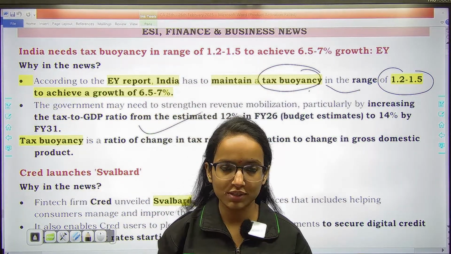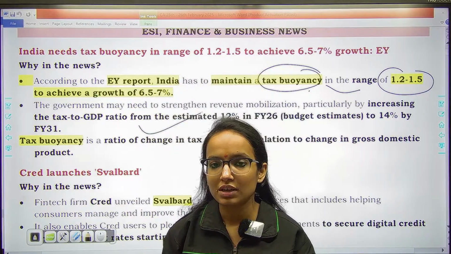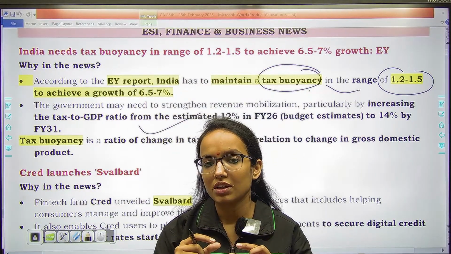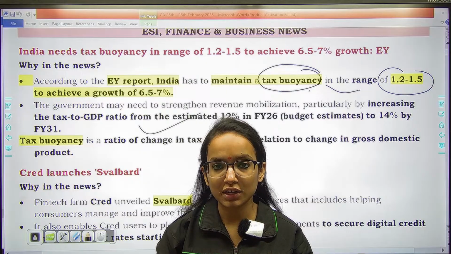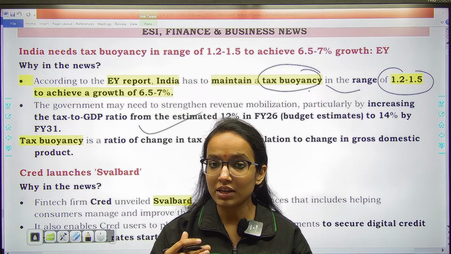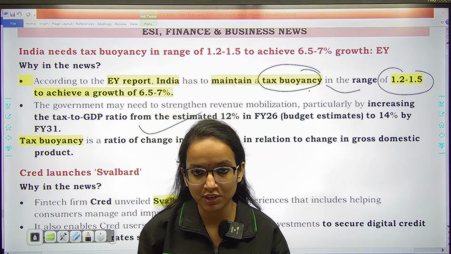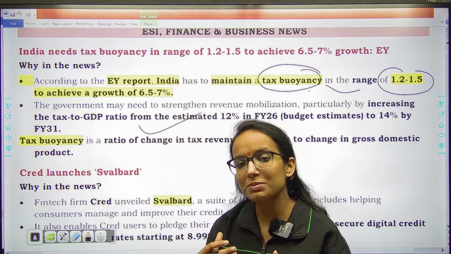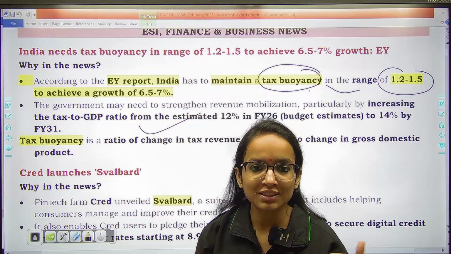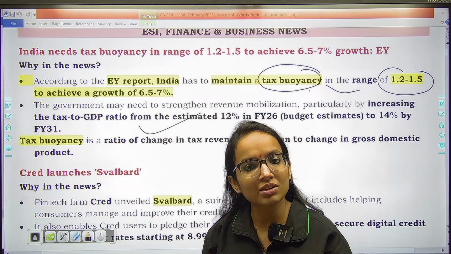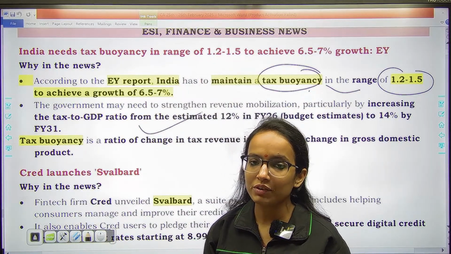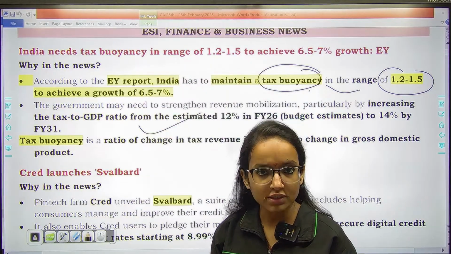What is tax buoyancy? Tax buoyancy is responsiveness of tax revenue collection in response to your rise in GDP numbers, right? So that means if your GDP is rising, it should result in more tax revenue collection as well. Then only it would be said that your tax is buoyant enough, right?